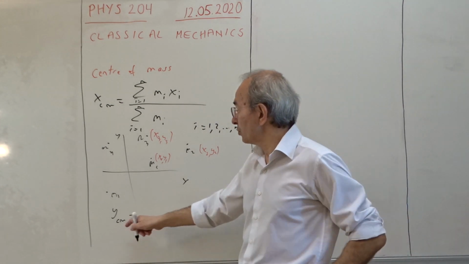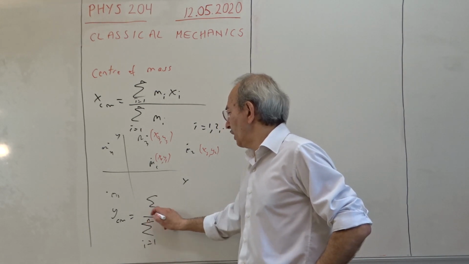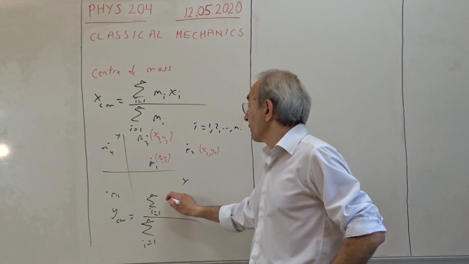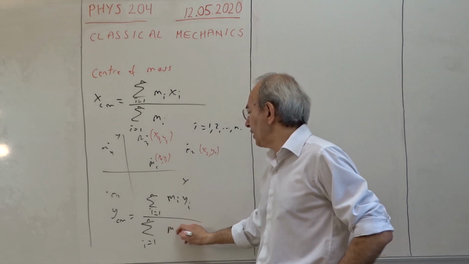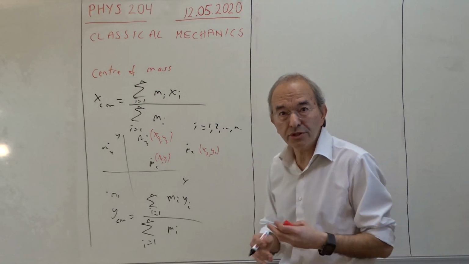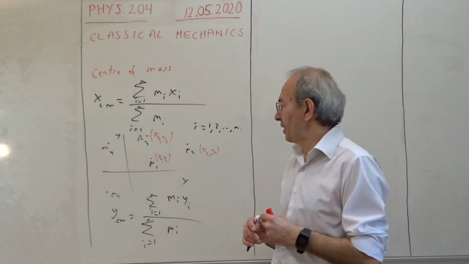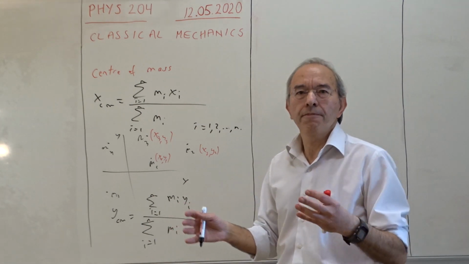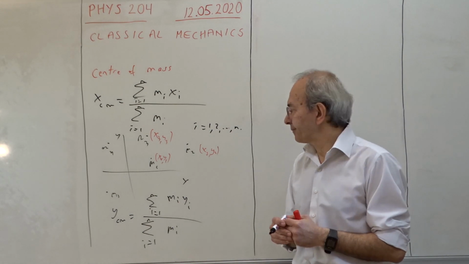So of course here we have a summation from 1 to n, m_i, not x_i but y_i. And here we have m_i. Of course there is no possibility of cancellation of these m_i's before taking the sums, etc. But this is very trivial. We have seen it in Physics 101 lectures.